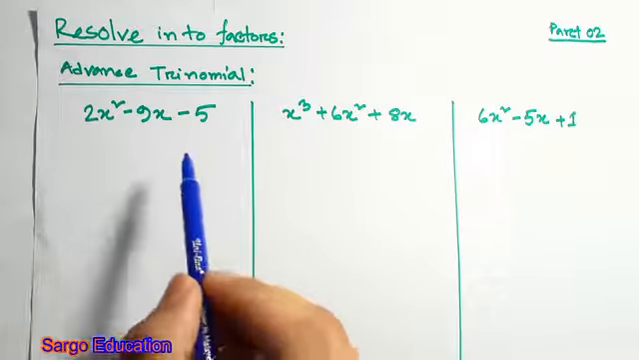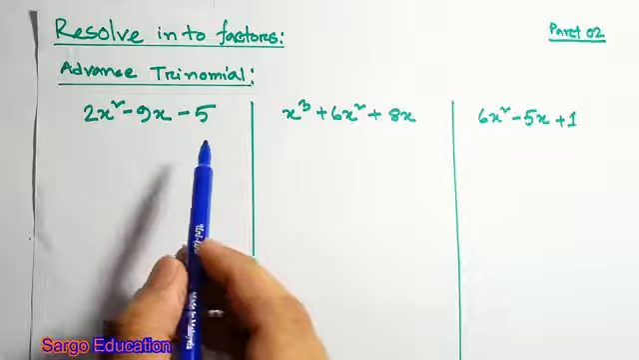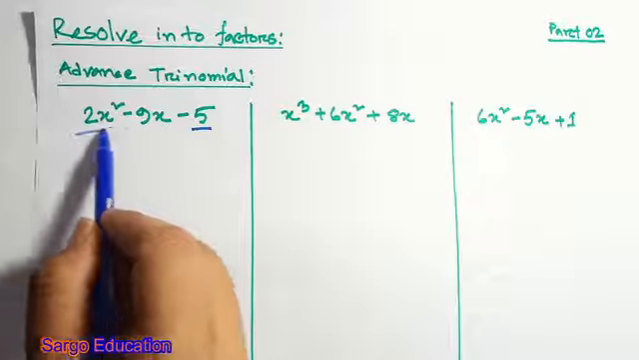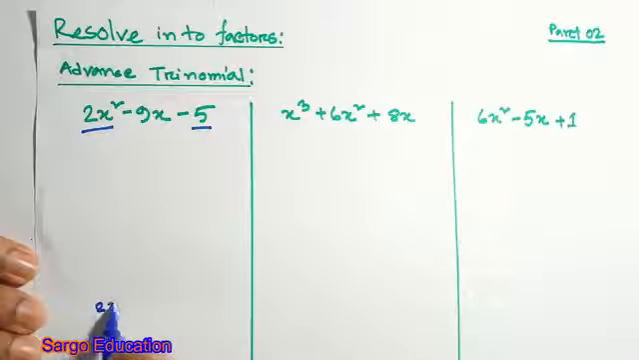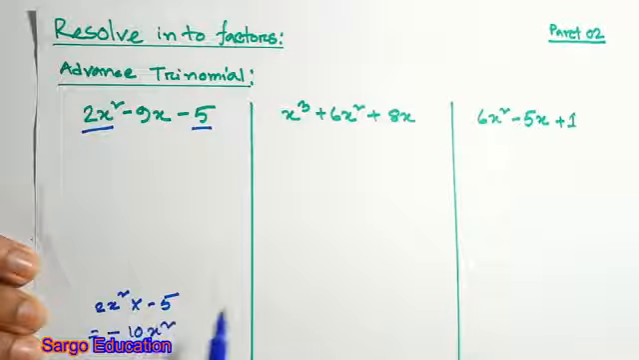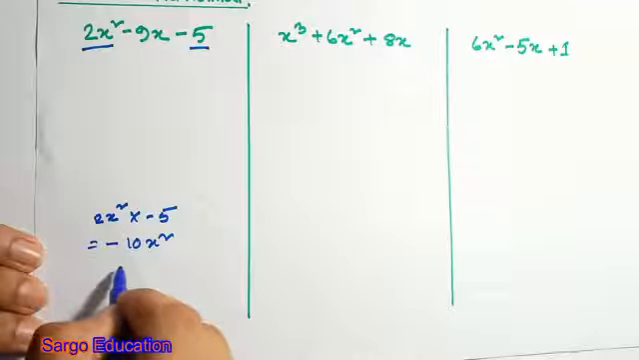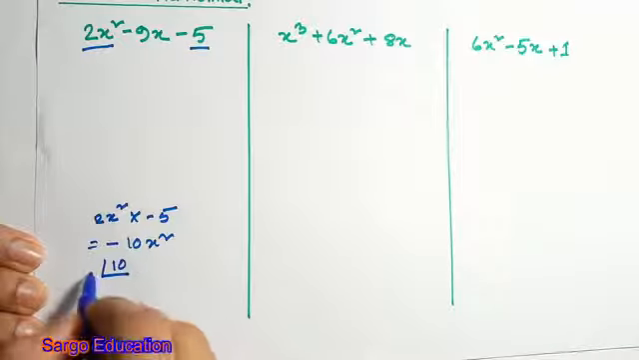Here we have three mathematical problems. Try to solve the first one. In the middle term method, we multiply this term into this term, that is 2x square into minus 5, and the result is minus 10x square. Here the numerical term is 10. Now find out its factors.